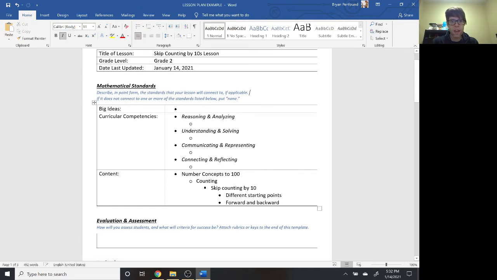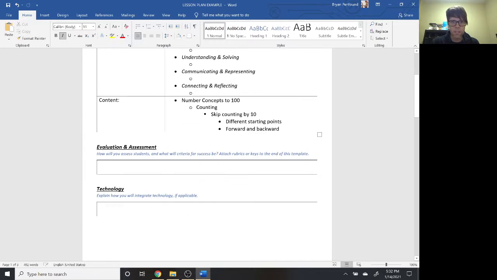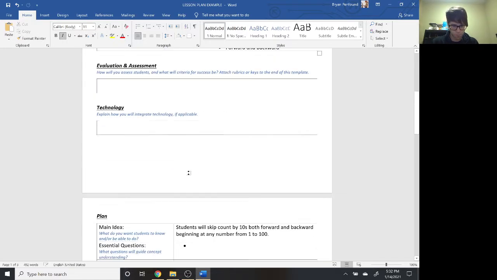Okay, so once you have the content, what you're going to want to do is maybe skip over some of the other curriculum connections for now, because what we really want to do is think about how we deliver that content to our students. And then we can build the big ideas and the curricular competencies around that typically. Same with the evaluation and assessment and tech stuff. We'll deal with that a little bit later.